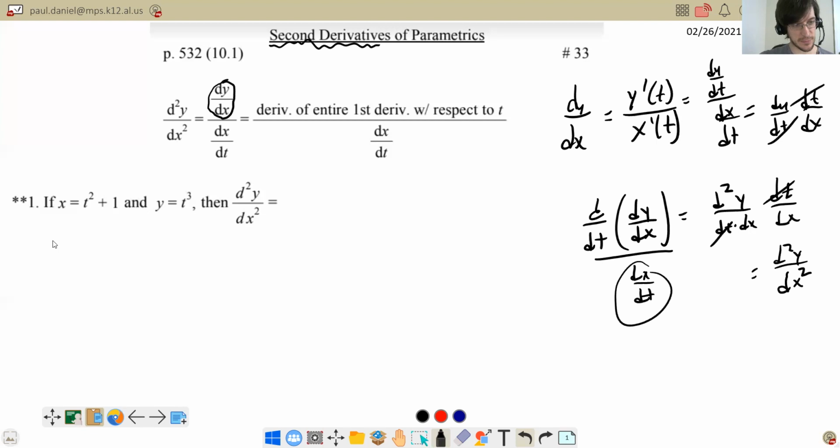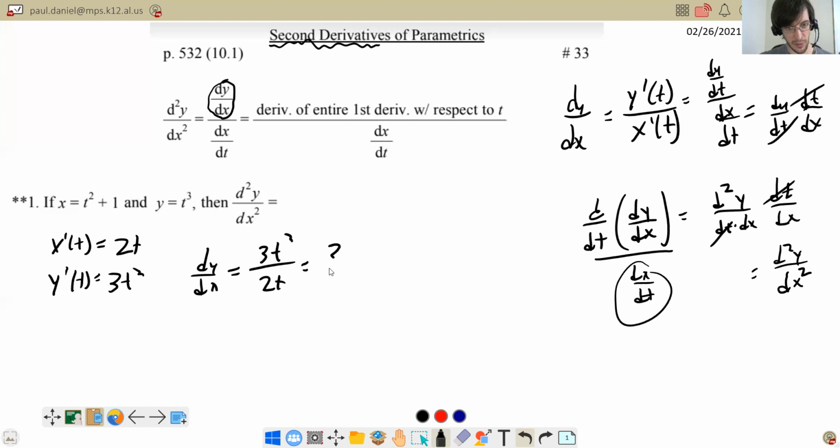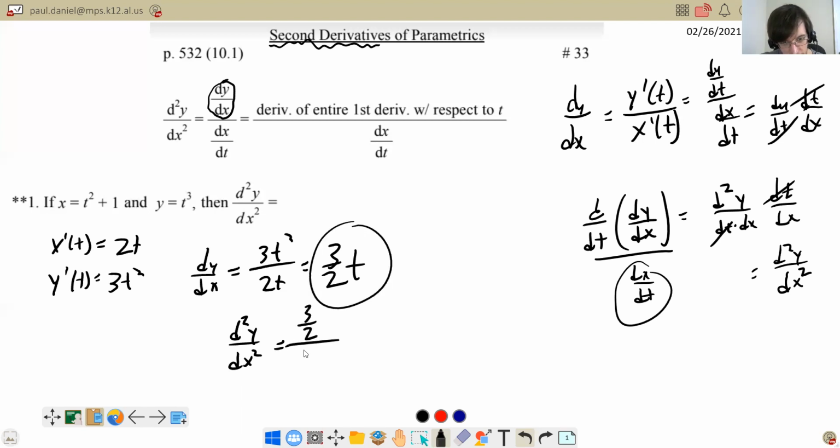So we saw yesterday, it's pretty easy to take derivatives of this stuff. x prime of t is 2t, y prime of t is 3t squared. So dy/dx is equal to 3t squared over 2t, or 3t over 2. So to get to the second derivative, that's going to be this one's derivative, which is just 3 halves, all over x prime of t, or 2t. So it ends up being 3 over 4t.